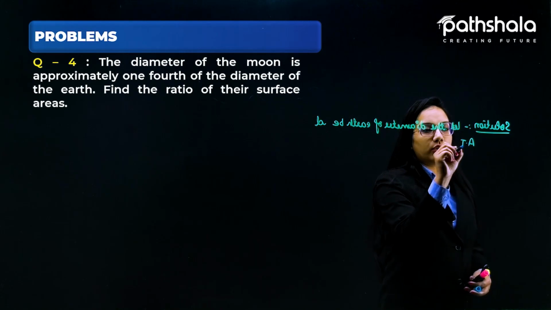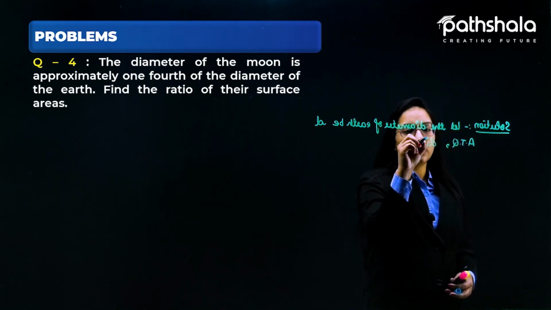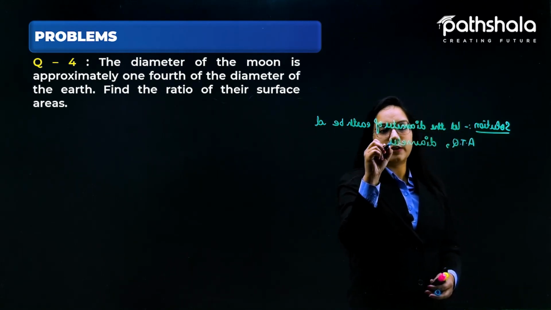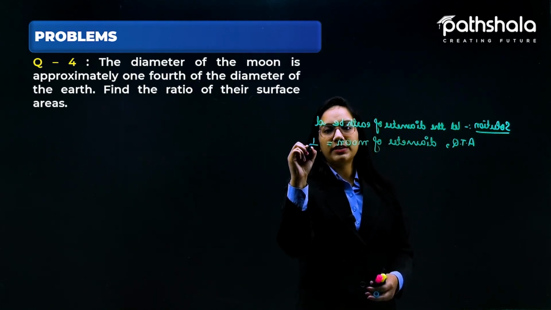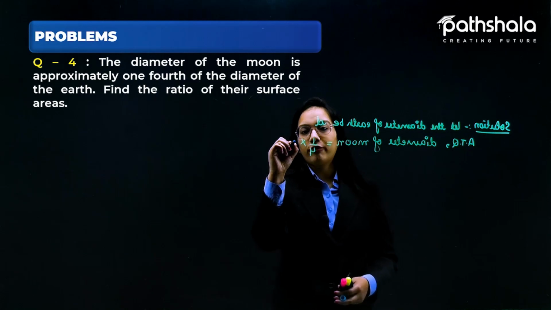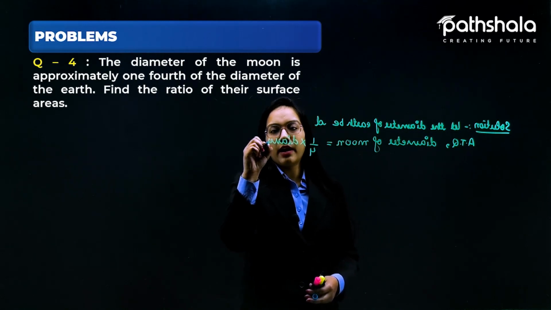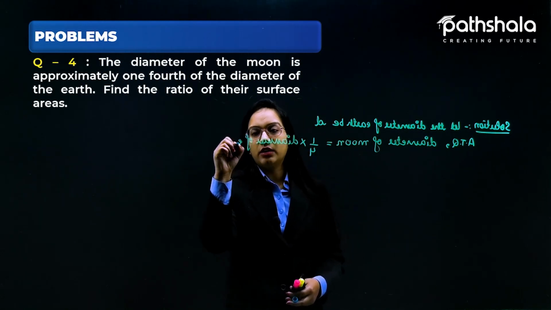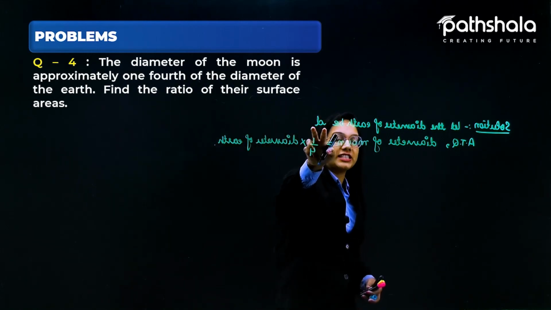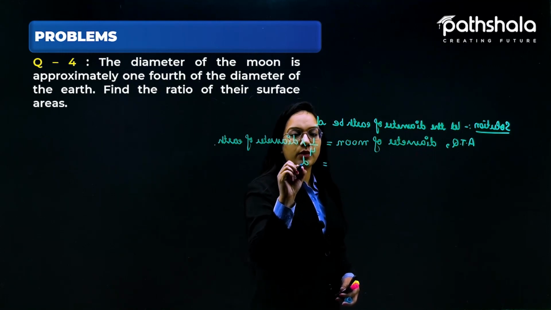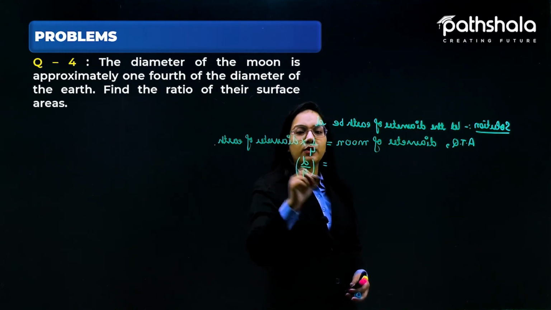So according to the question, the diameter of moon is approximately 1/4 of the diameter of the earth. So it means that if I'm taking the diameter of the earth as d, the diameter of the moon should be equal to d by 4.